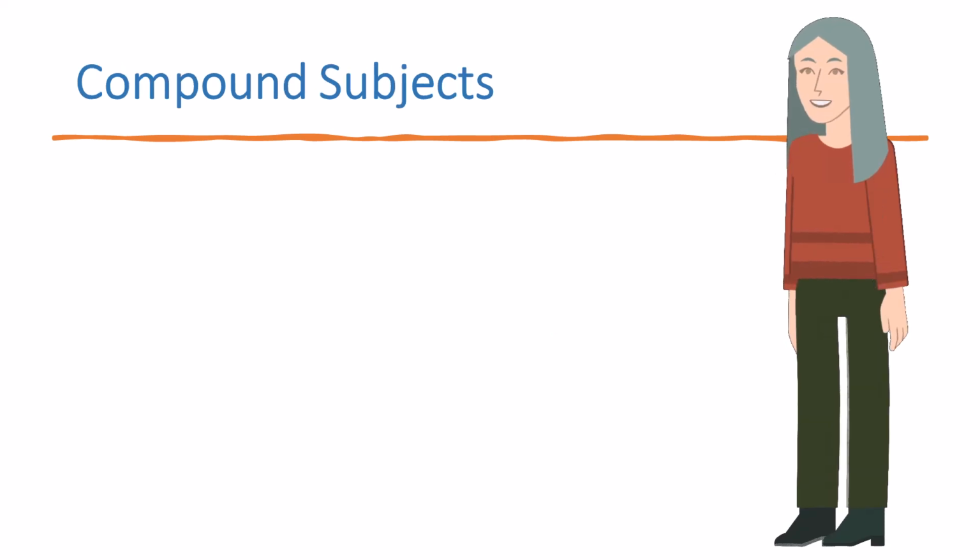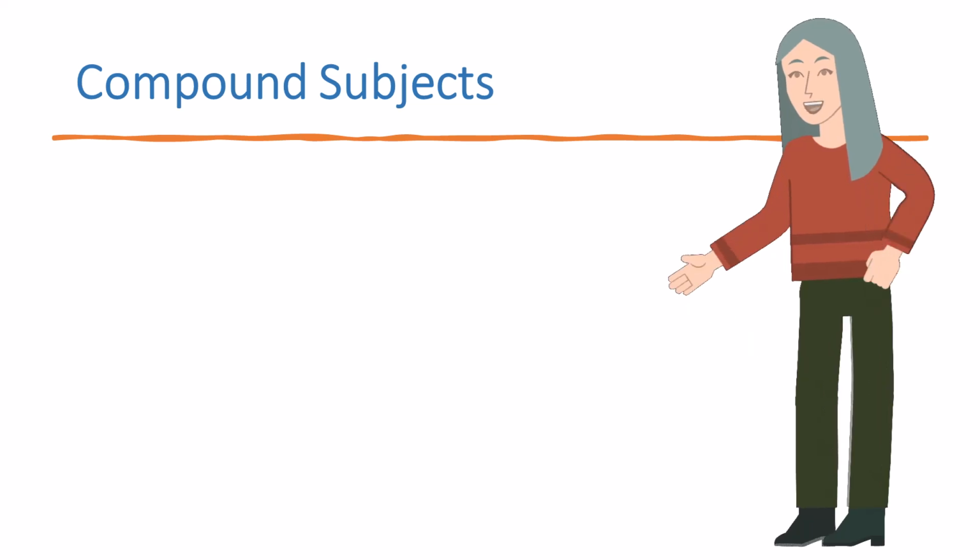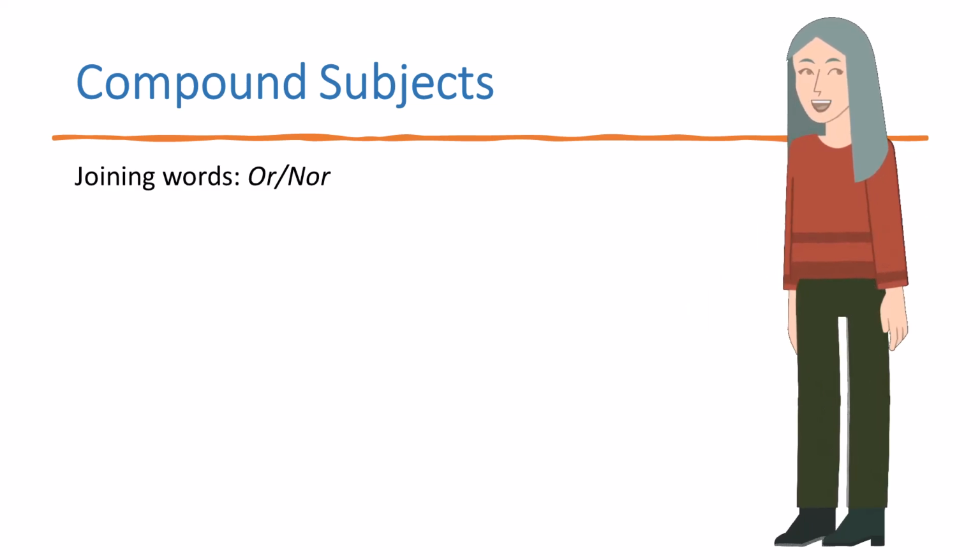The second situation is compound subjects. Compound means more than one, and so here, instead of asking where the subject is, we need to ask if the compound subject is considered singular or plural. This will depend on the joining words. Let's consider the joining words or and nor. The verb agrees or matches the subject nearest the verb.